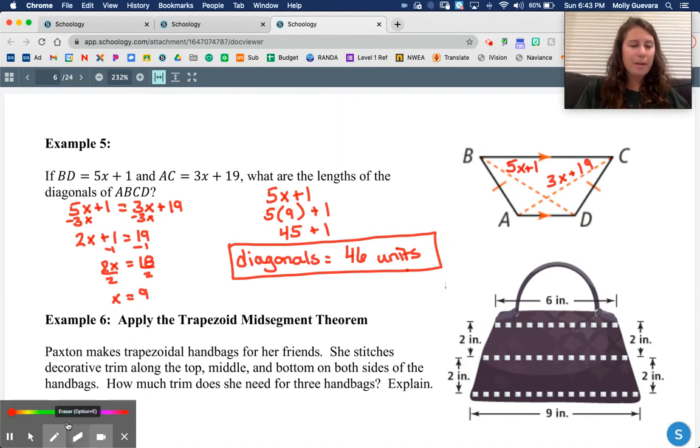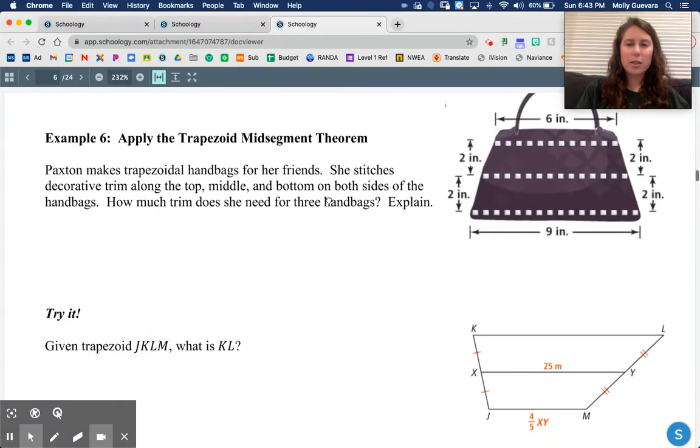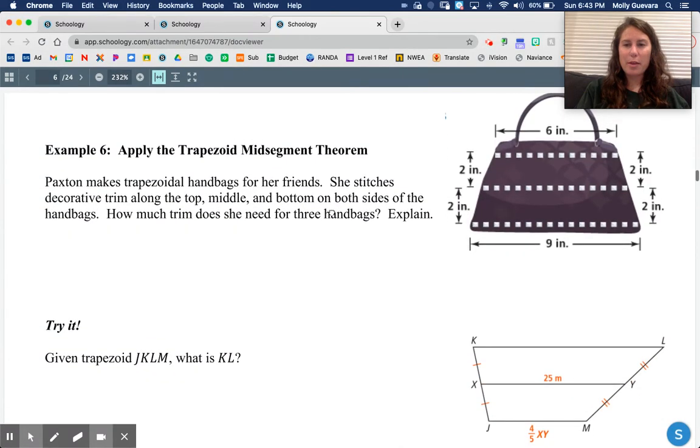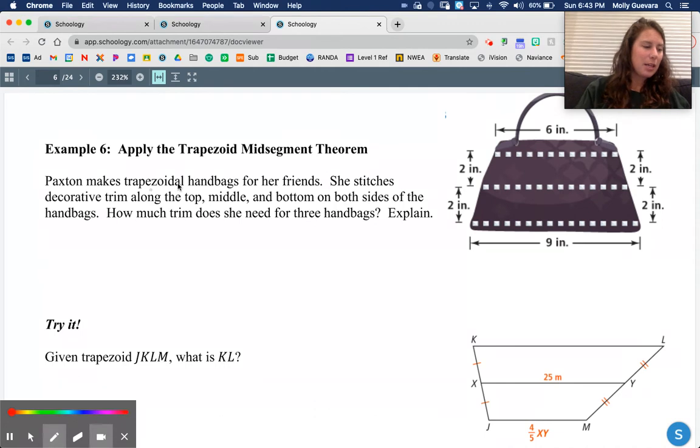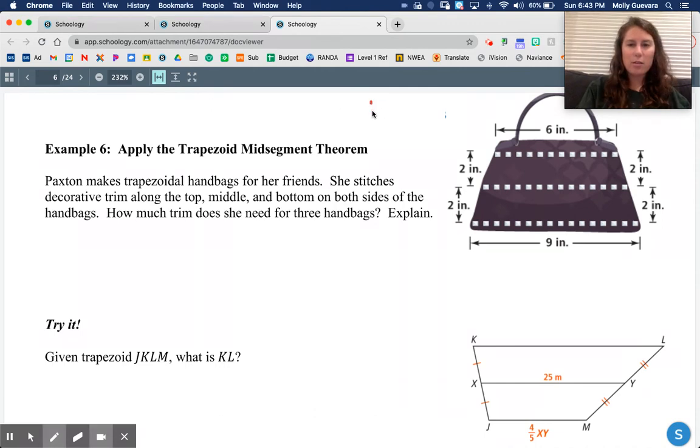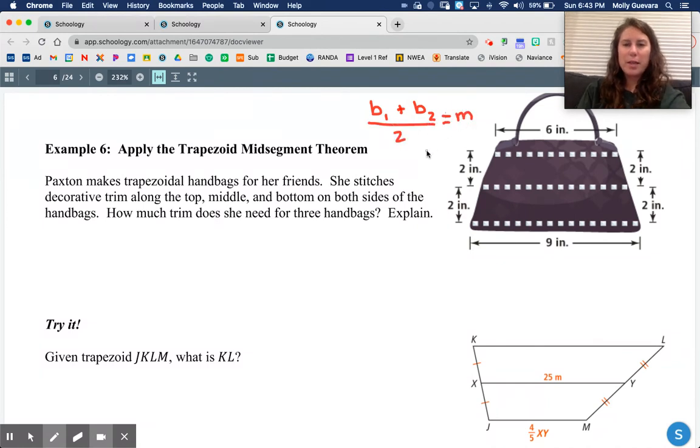Okay, the last example, example 6, we're going to look at the mid-segment theorem. So again, the mid-segment theorem is when we have that fun little formula, B1 plus B2 divided by 2 equals M. So if I take my two bases and divide by 2, it's going to give me the length of the mid-segment. In this case, I need to actually look to make sure it's a mid-segment. So let's read the problem and see what they want me to find and all that kind of stuff.